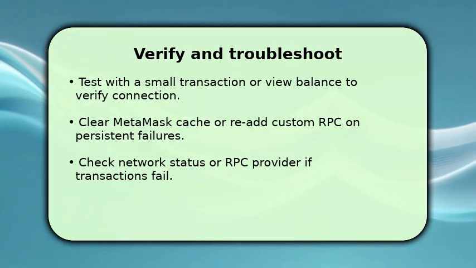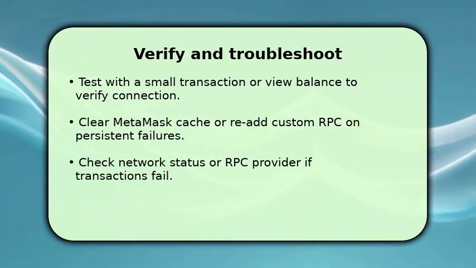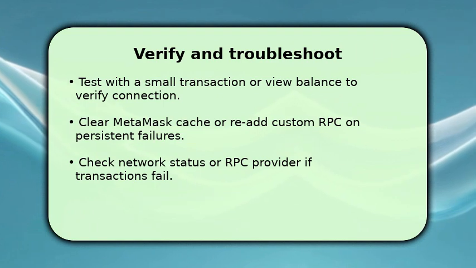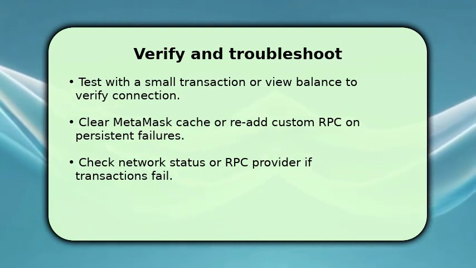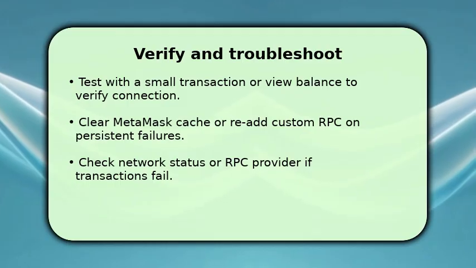One key troubleshooting tip: if transaction errors persist, copy the error. Check chain ID and nonce, and retry with a slightly higher gas price to overcome temporary congestion.